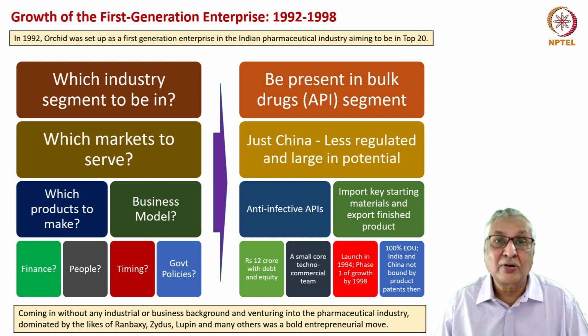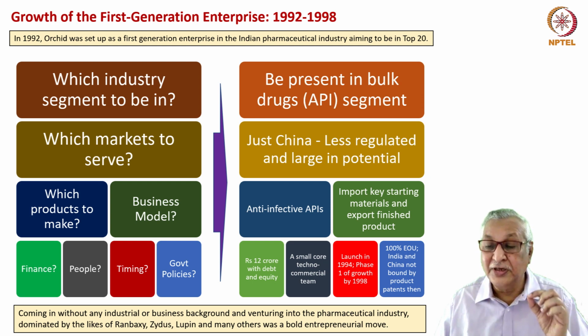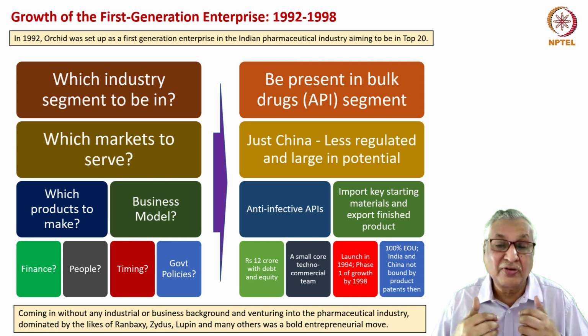People, a small core team of techno commercial savvy people. And timing, launch in 1994, 2 years after incorporation. Phase 1 of growth to conclude by 1998. It was set up very uniquely as a 100% export oriented unit. India and China were not bound by product patents then. The advantage of starting the unit as an export oriented unit had several reasons and several backups.